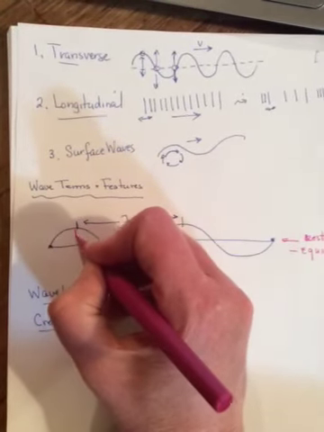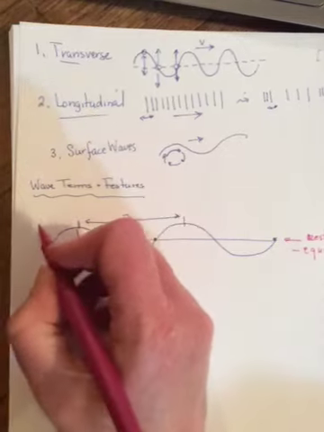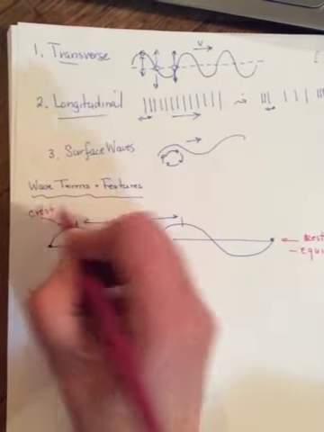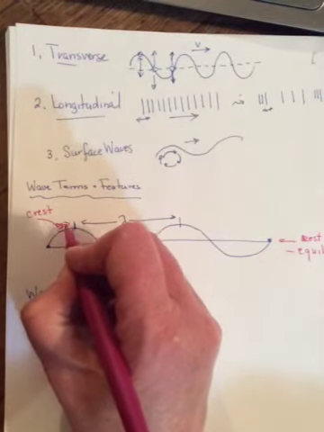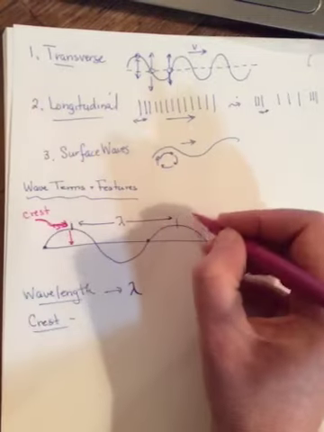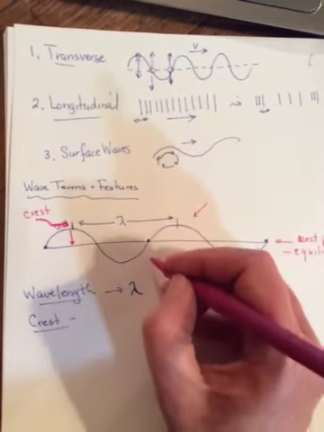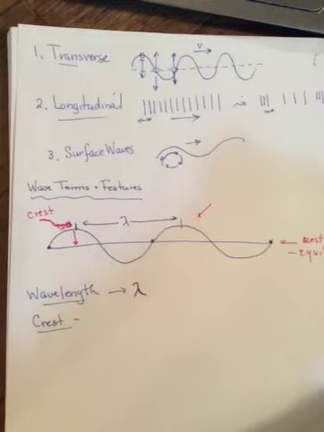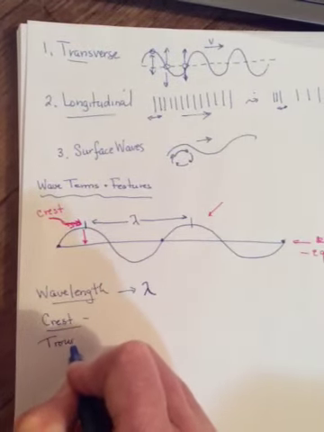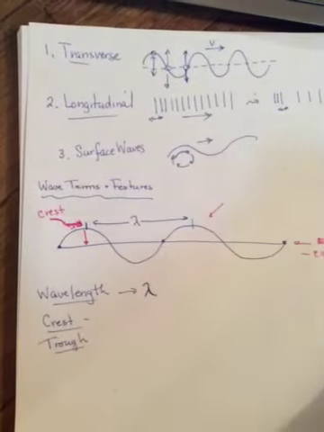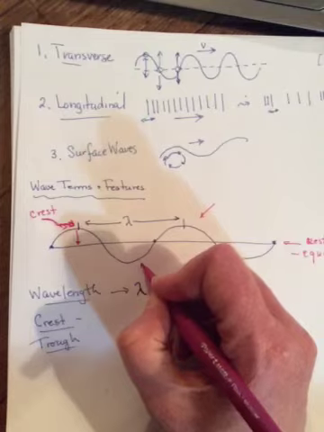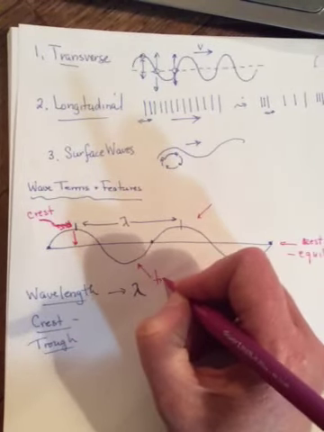So a crest is the point of maximum positive displacement. Okay, so it's the highest point on the wave, here or here. Whereas its counterpart is the trough. For those of you that are farm people like I am, you would have heard that word because that's what cattle and stuff eat out of.